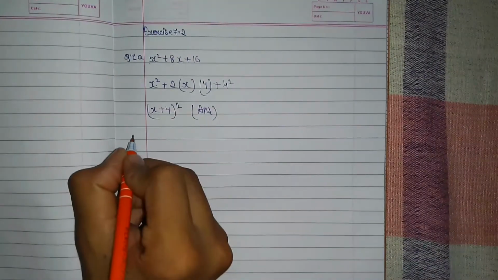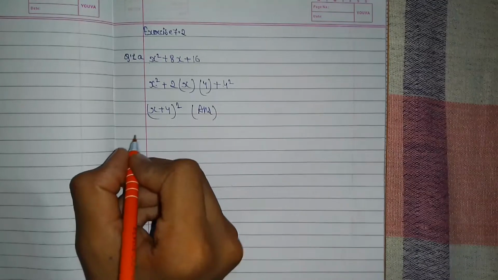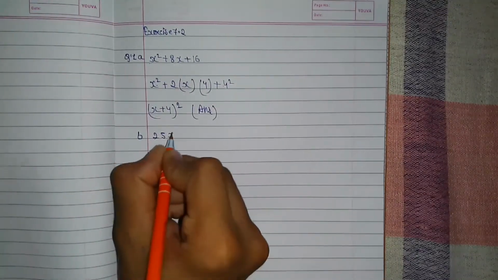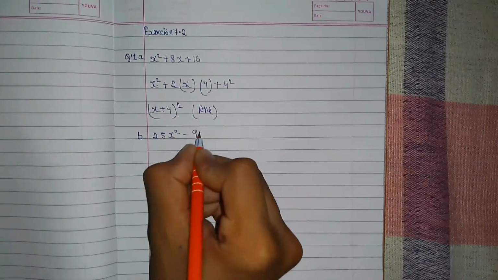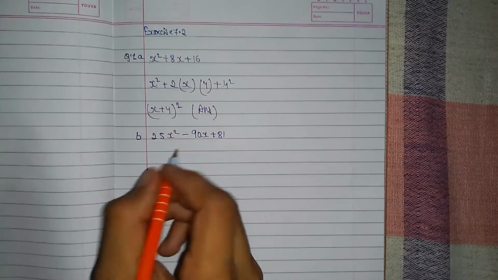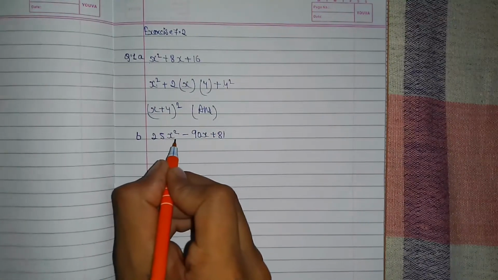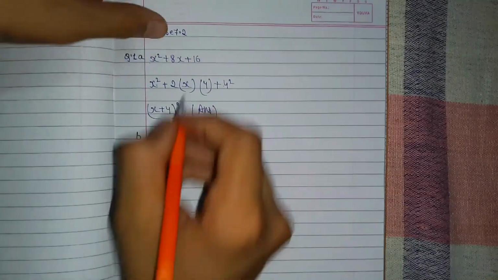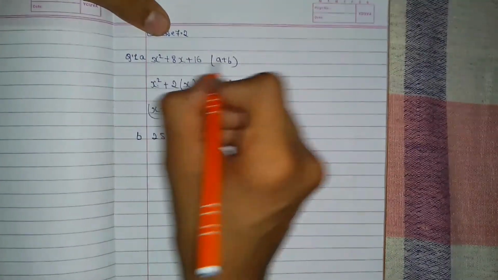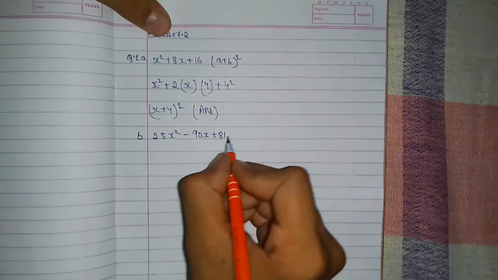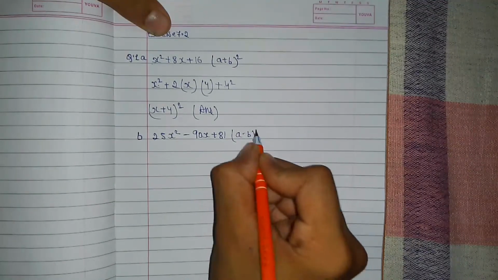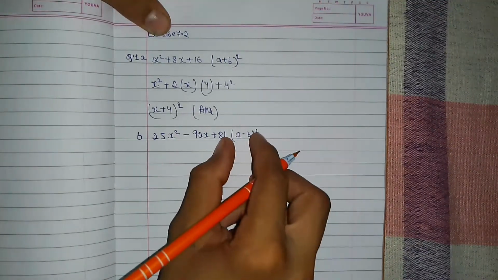Okay, now let's come to part b, and let's jot down the question: 25x square minus 90x plus 81. As you know, this is in the form of a minus b whole square. Earlier we used the identity of a plus b whole square, and here we are going to use the identity for a minus b whole square.